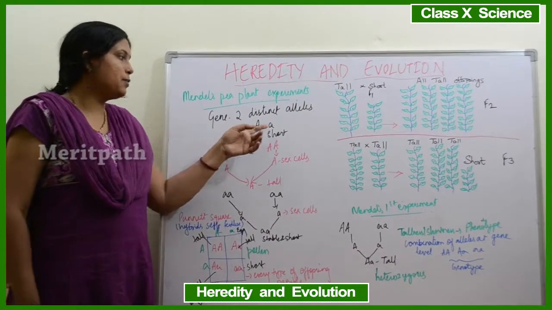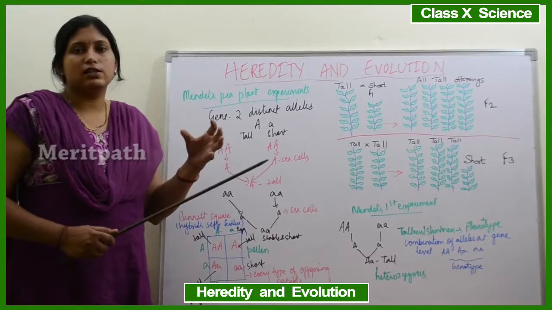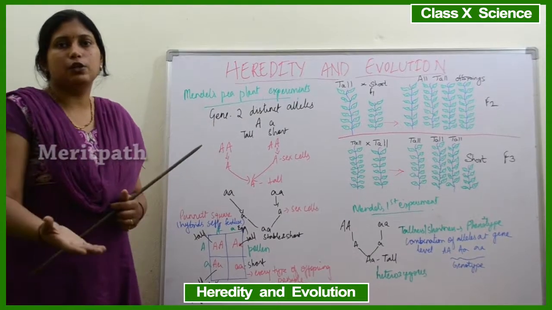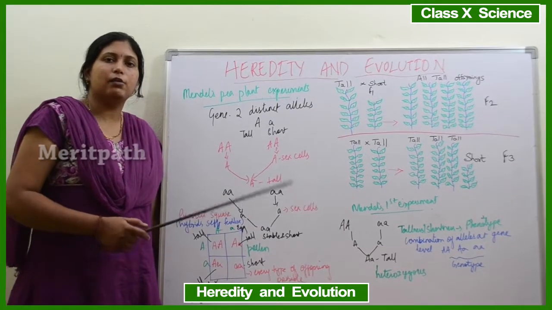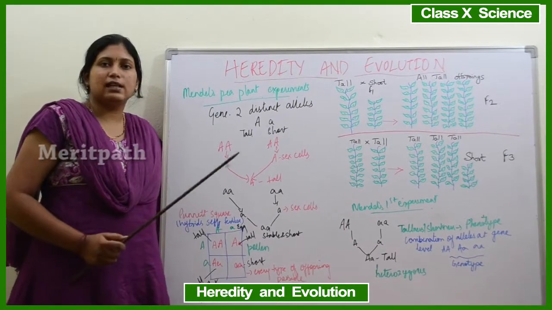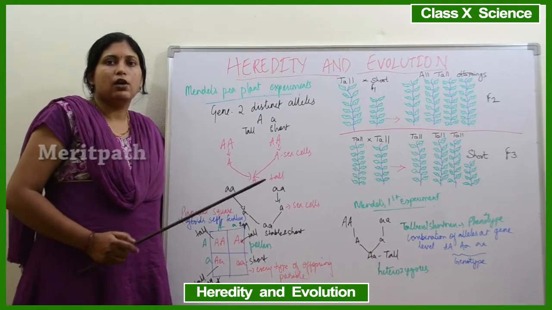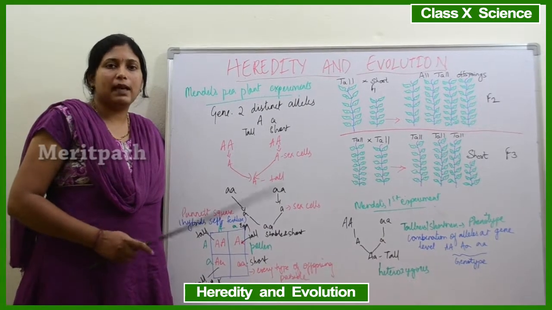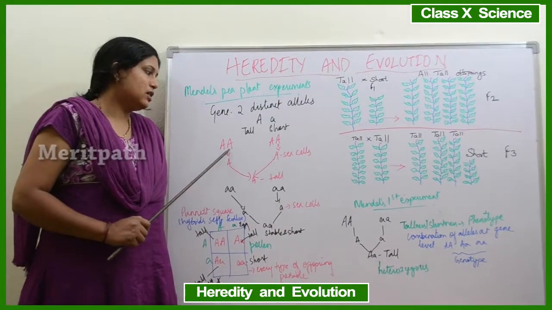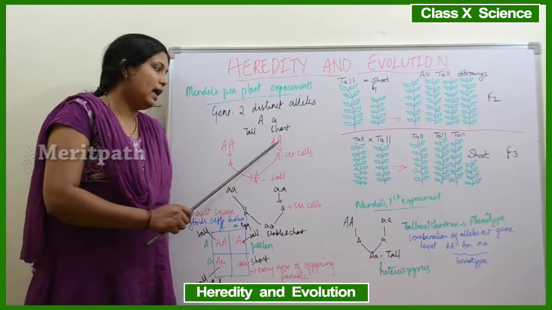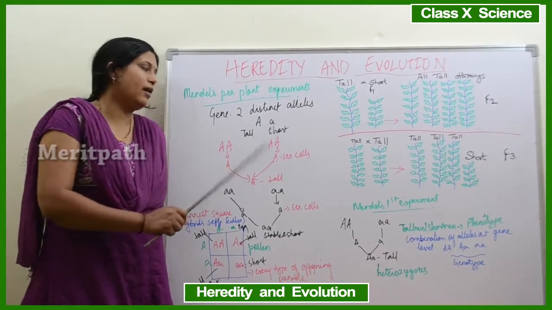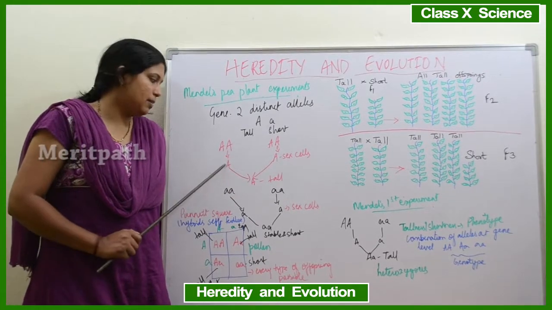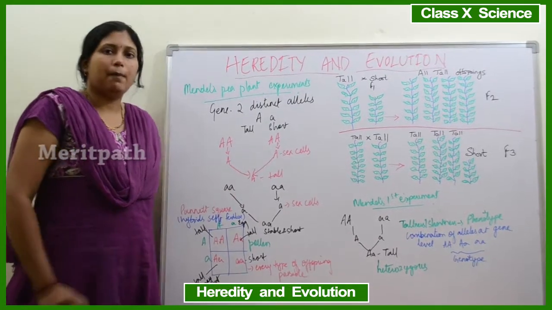Whichever is dominant will be expressed in the new generation. See, here capital A is dominant, so the new generation plant will be tall. So whichever gene is inherited from the parent generation, the dominant gene will be expressed. So suppose the two parents are AA and AA, then all the cells will be tall, right? But only the sex cells will have one single copy, haploid.